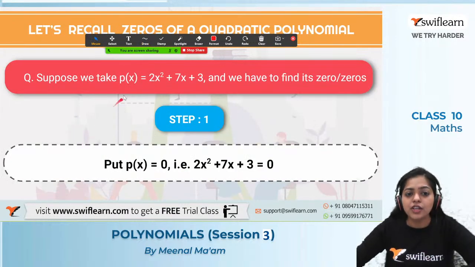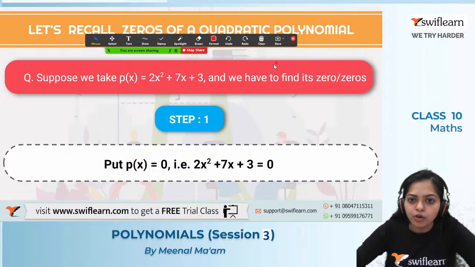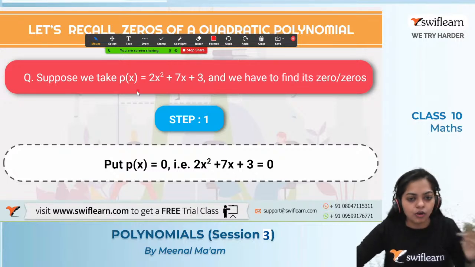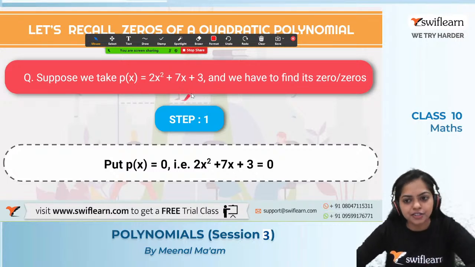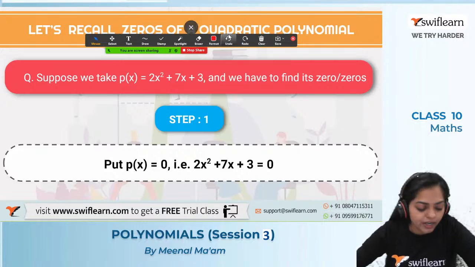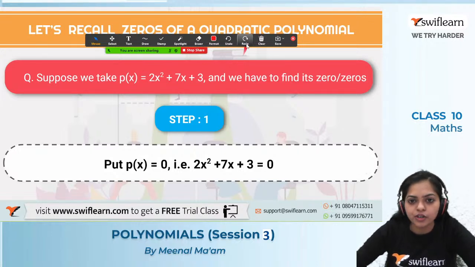Okay, so let's recall the 0 of a quadratic polynomial. We have discussed how to find the 0 of a linear polynomial. Let's revise how to find the 0 of a quadratic polynomial. Alright, so suppose we take p(x) equals 2x square plus 7x plus 3. This is our quadratic polynomial, and we have to find the zeros of this quadratic polynomial.